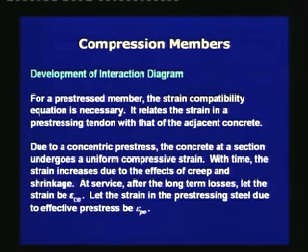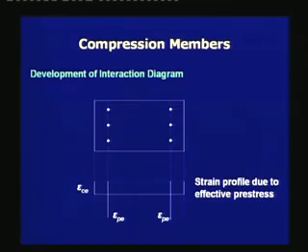For a prestressed member, the strain compatibility equation is necessary. It relates the strain in a prestressing tendon with that of the adjacent concrete. Due to a concentric prestress, the concrete at a section undergoes a uniform compressive strain. With time, the strain increases due to the effects of creep and shrinkage. At service, after the long-term losses, let the strain in concrete be epsilon_Ce. Let the strain in the prestressing steel due to effective prestress be epsilon_Pe.